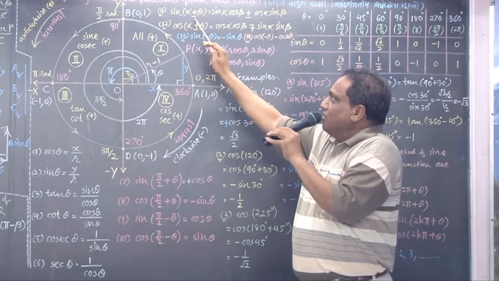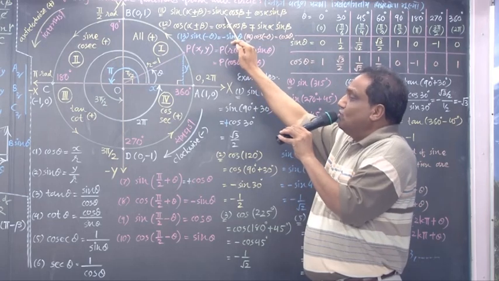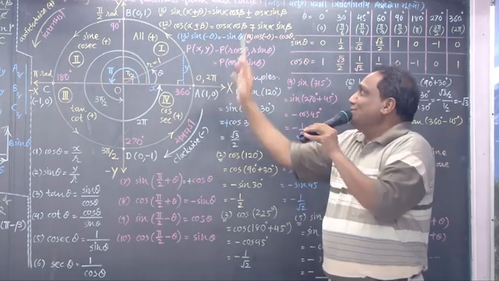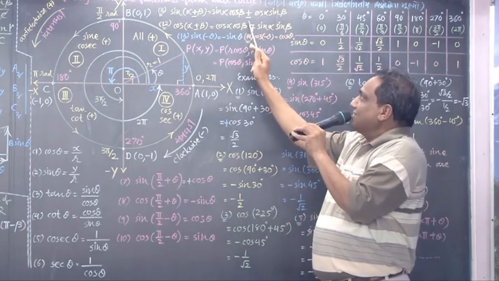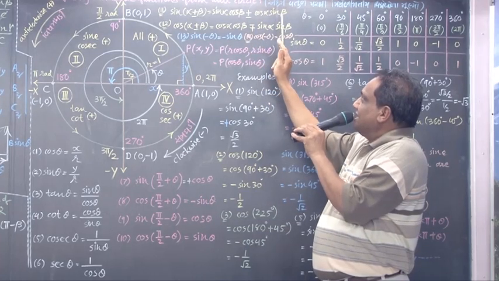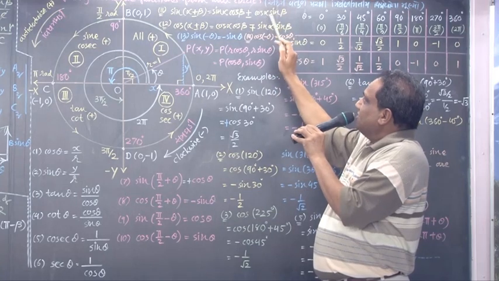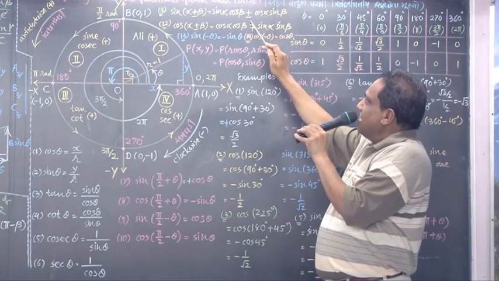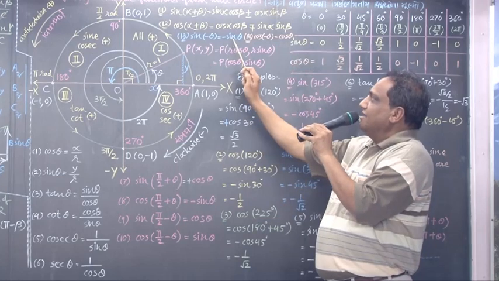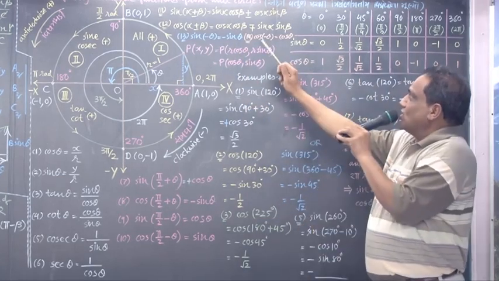So sine of 0 minus theta. Here it is sine 0. Sine 0 is 0. So this part cancels. And minus, this alpha is 0 and this is theta. Cos 0 is 1 and this is sin theta. So it is minus sin theta.